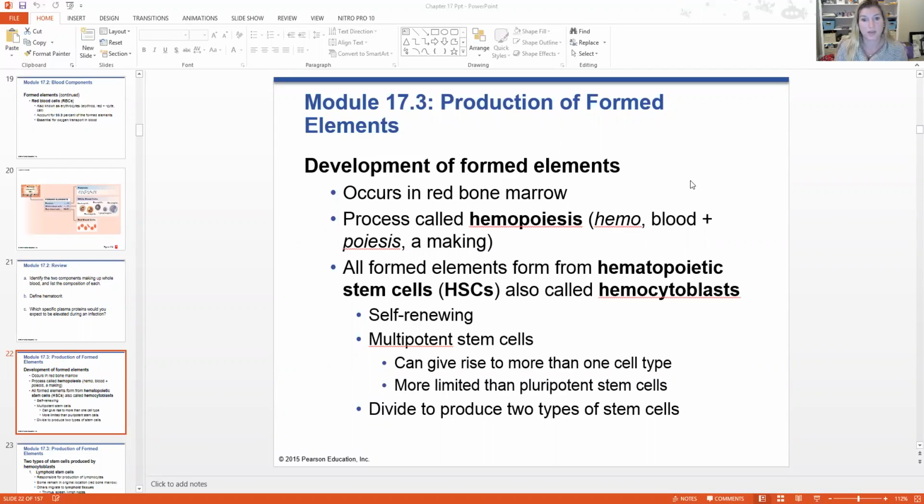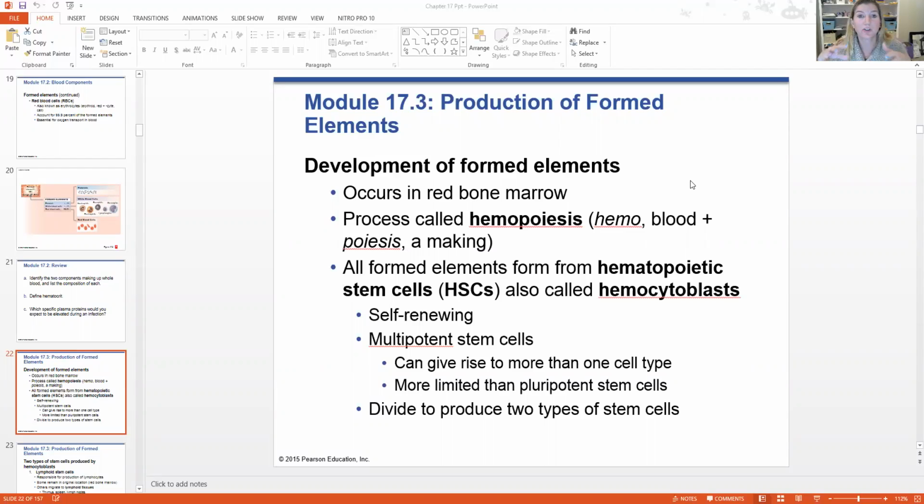All the formed elements start from hemopoietic stem cells, yes, they're stem cells, or HSCs. So these HSCs, which are called hemocytoblasts, are the basis for creation of all of the blood in our body, all the blood cells in our body.